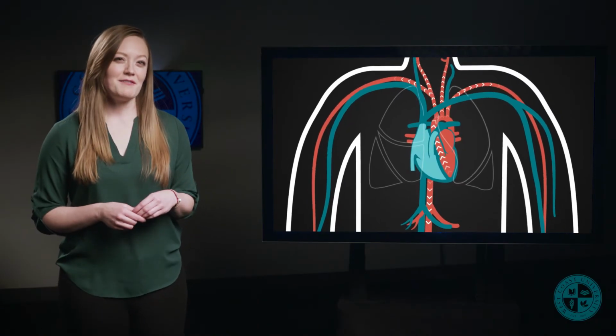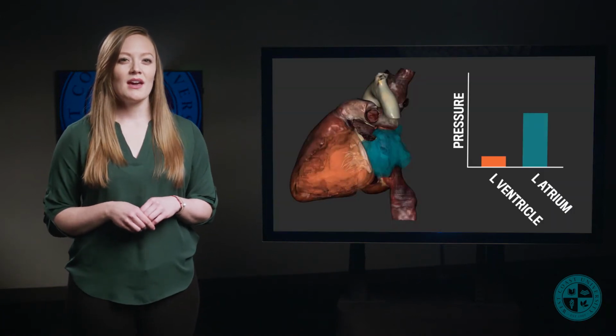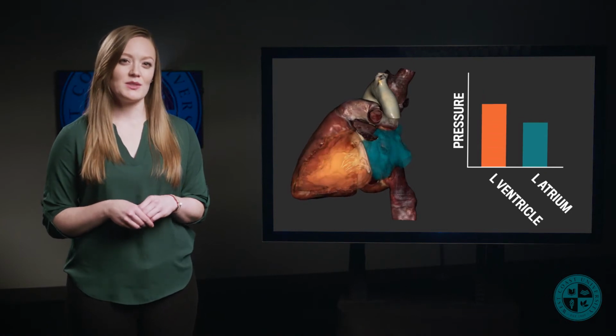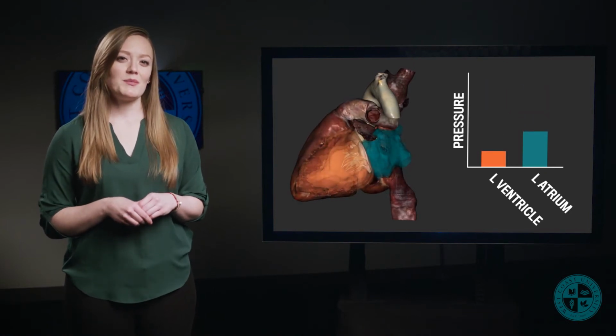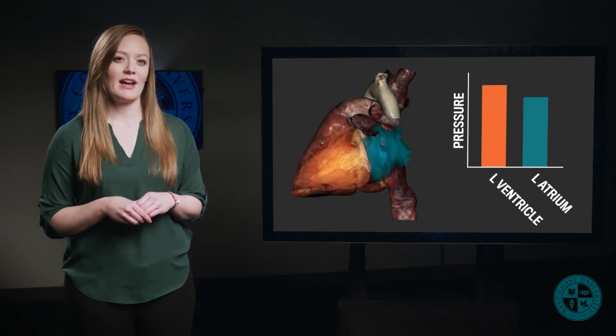This is because the left ventricle is responsible for generating enough pressure such that blood can be ejected and flow throughout the system. As the left ventricle contracts, the pressure within the chamber increases, so much so that it overcomes the pressure in the aorta and causes the oxygen-rich blood to be ejected out.